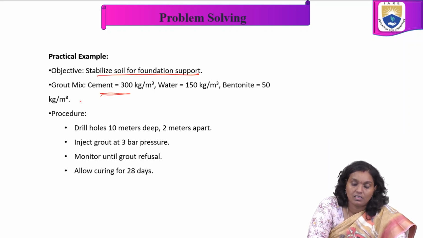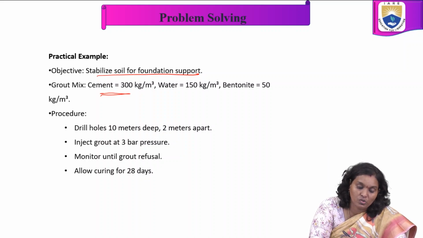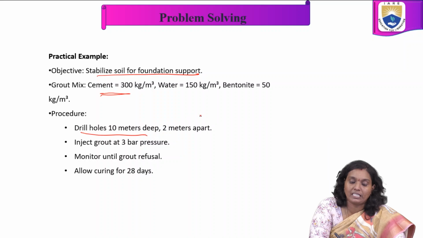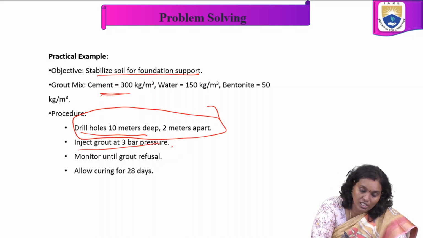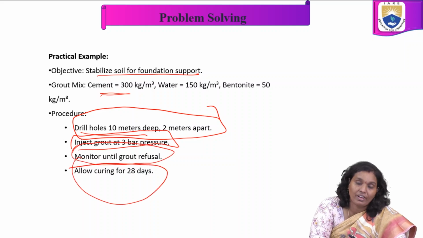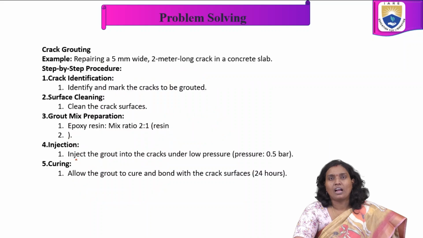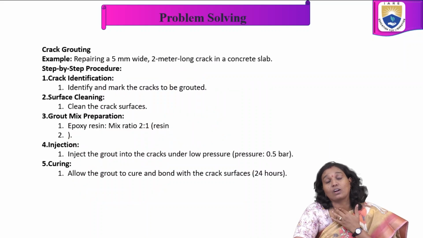The grout mix is cement and water, and for the remaining we follow the procedure: drill holes 10 meters deep and 2 meters apart. Inject grout at 3 bar pressure. Monitor until the grout refusal. Allow curing for 28 days. And also move on to the crack grouting.